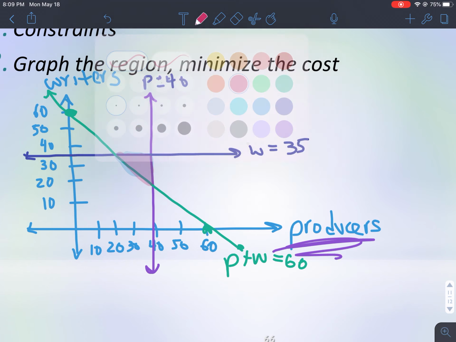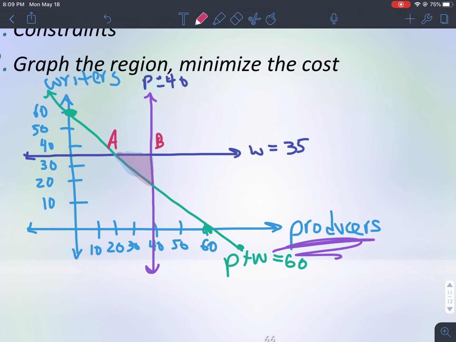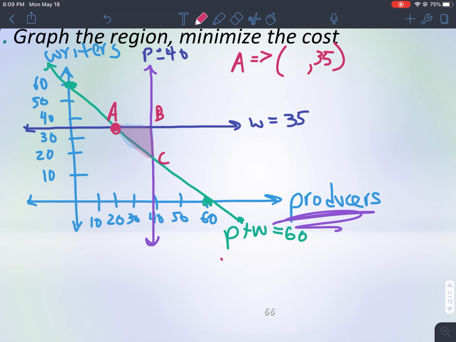Let's now minimize the cost. There are 3 vertices, A, B, and C. Point A should be where W is 35, but if I plug 35 in for W, I get the P value is going to be 40. I'm sorry, 25.